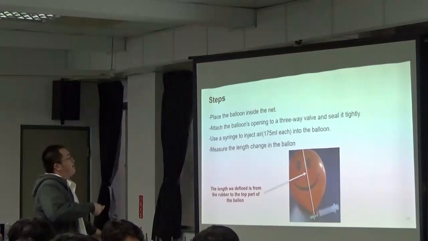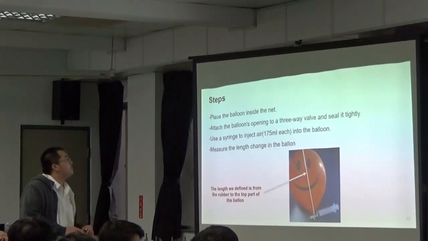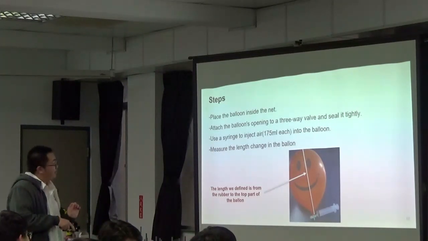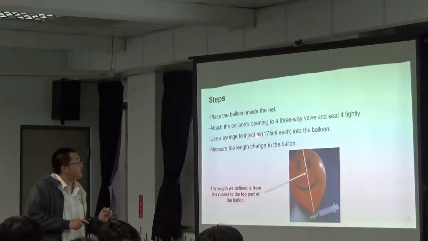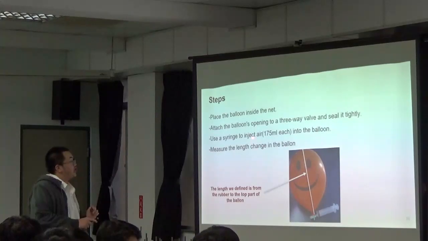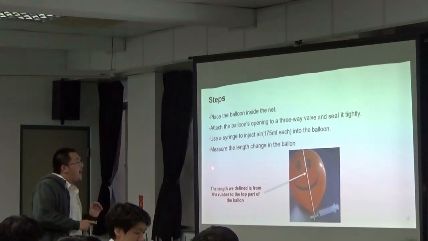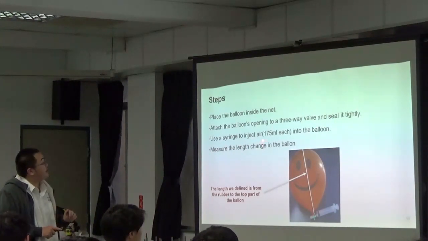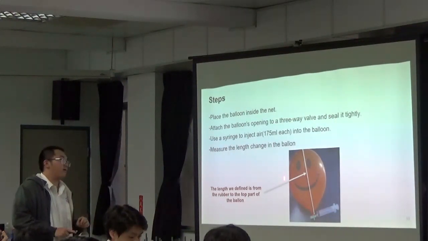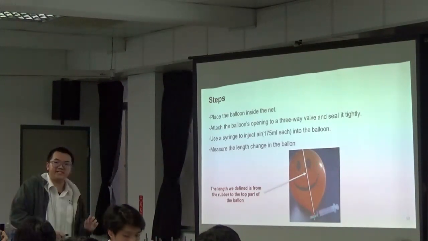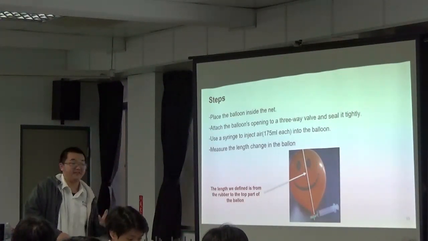So first, our steps. We place the balloons inside the nets, and we attach the balloon to the opening of the 3-way valve and seal it tightly. Use the syringes to inject the air, and every time we inject 175 milliliters into the balloons. And last, we measure the length change in the balloon. In the later experiments, we are more concerned with the length than the width, because that's how we see the shortening phenomenon happen in the air muscles.